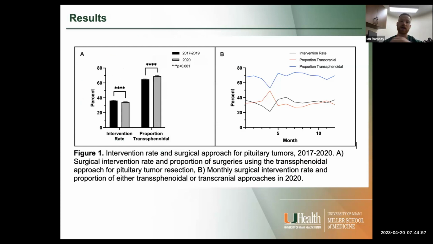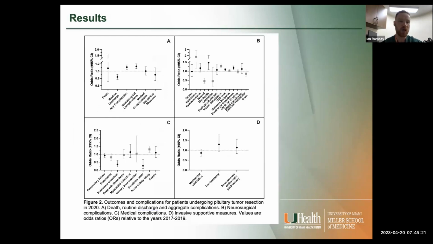And so what we found actually is that the intervention rate did go down a slight bit, but the proportion of transsphenoidal surgeries actually increased in 2020. However, when we analyze it on a month-by-month basis, in April, as you see on the right, the proportion of transsphenoidal went down quite a bit, and then transcranial increased, despite overall in 2020 it being increased.